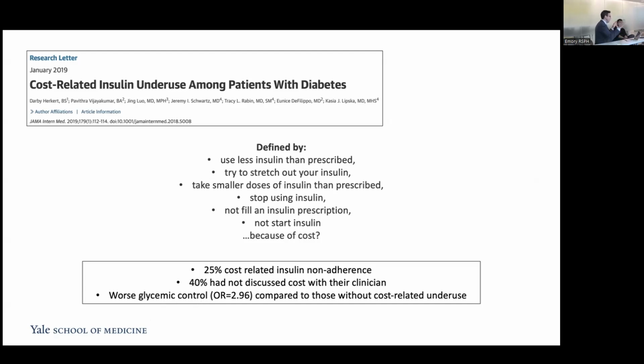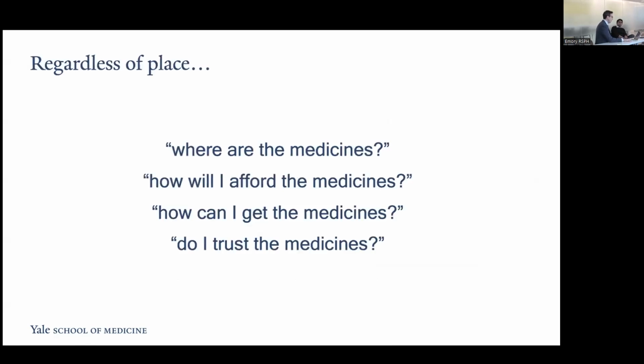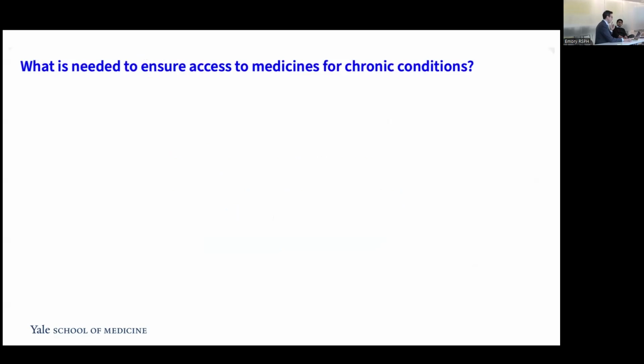So this is the evolution of my own thinking and work, and really regardless of place, the questions that were recurrent around medicines were: where are they? How do I afford them? How can I get them? Do I trust them? Right? And so this has been the shaping of my work.